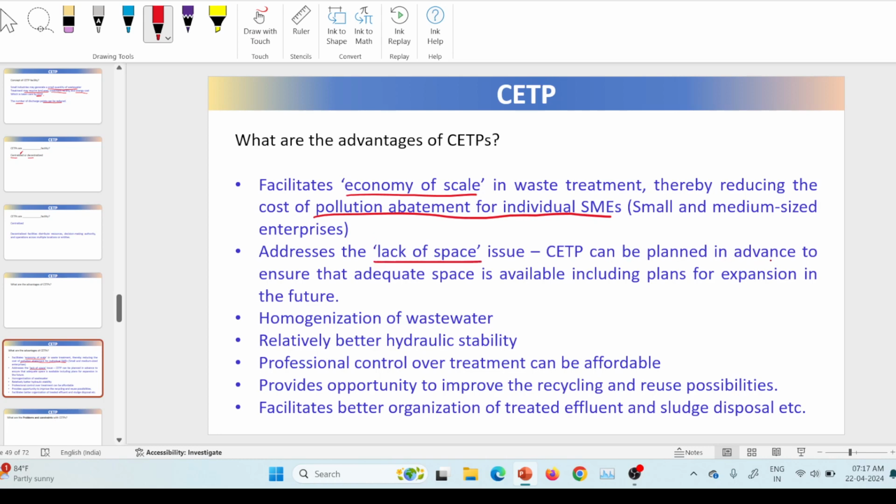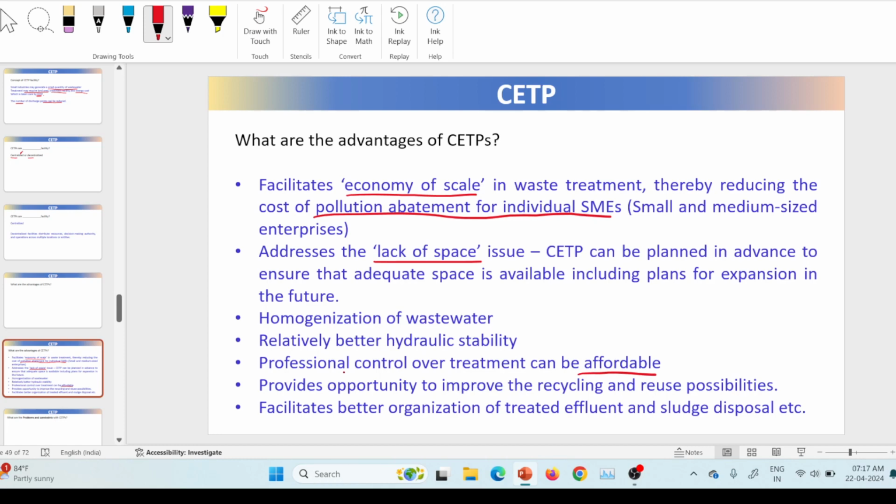CETP can be planned in advance to ensure that adequate space is available, including plans for expansion in the future. Homogenization of wastewater: a homogeneous wastewater can be produced as effluent from the CETP. Relatively better hydraulic stability and professional control over treatment can be affordable.